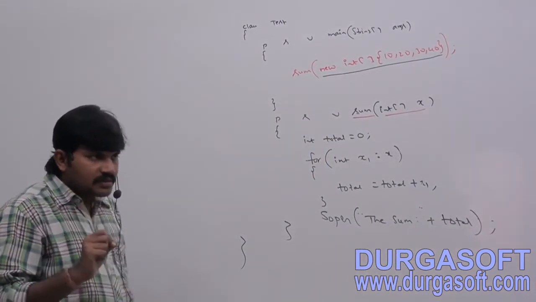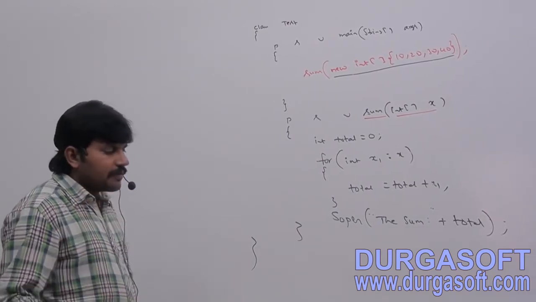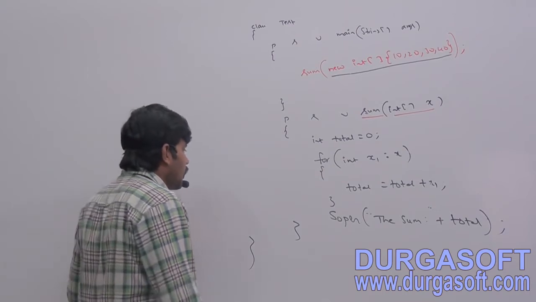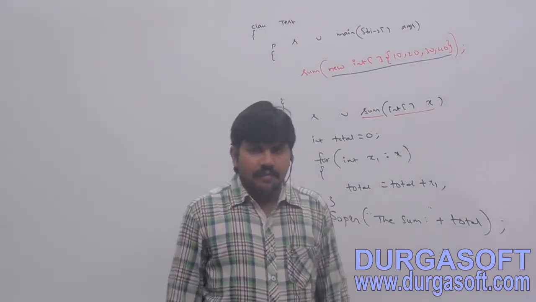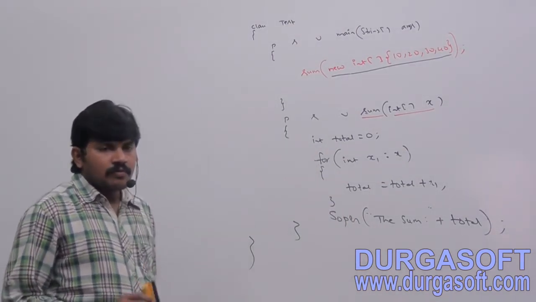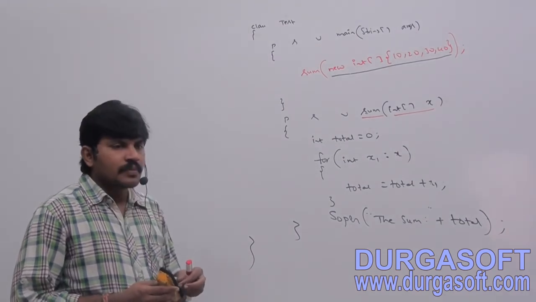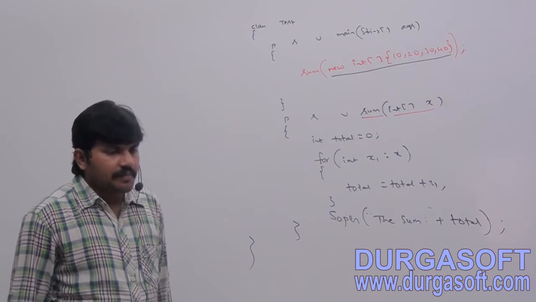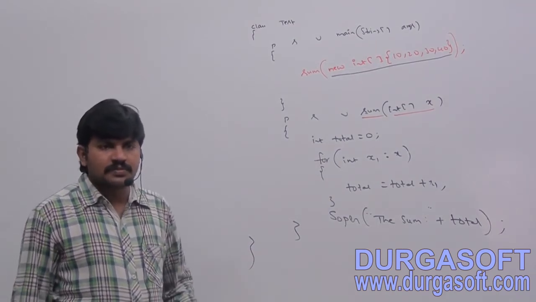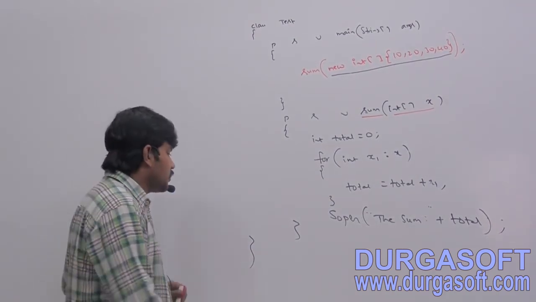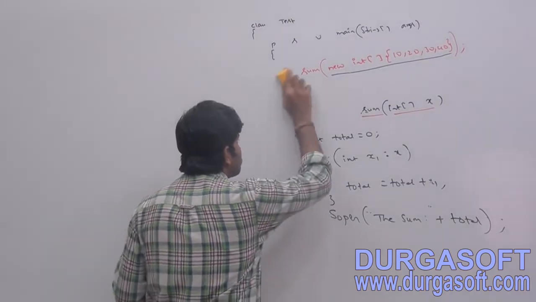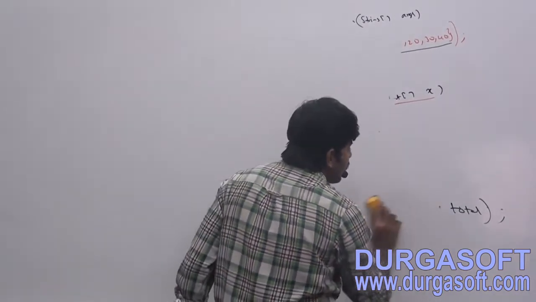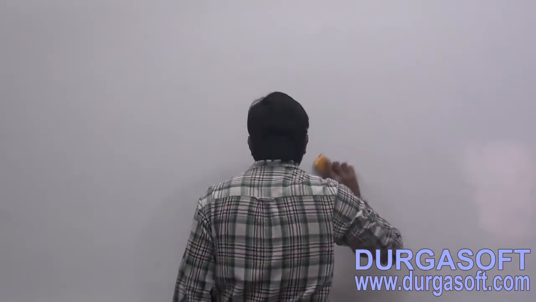Hence for this one time requirement, anonymous array is the best choice. Okay, that's all. So this is what is anonymous array. Next, keep submitting.